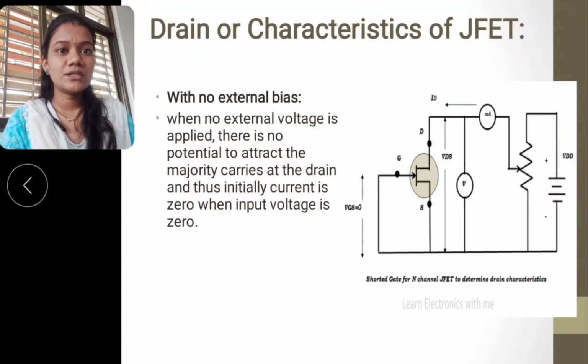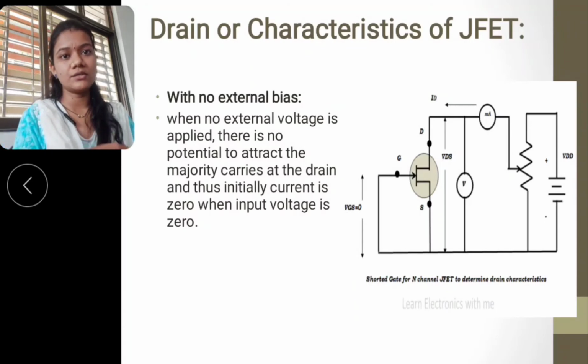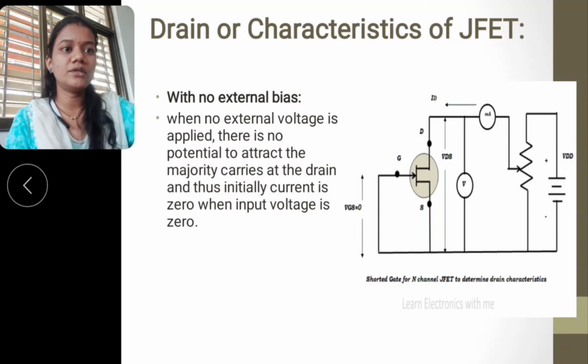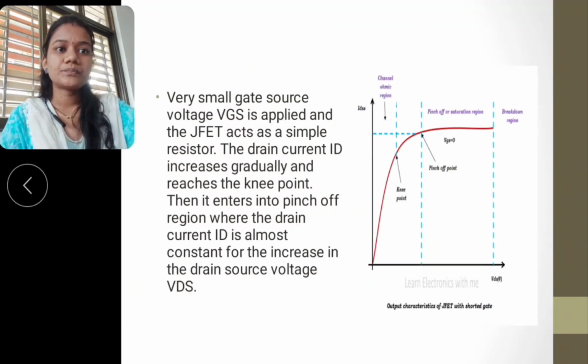So first is the condition with no external bias. So for the drain characteristics of JFET, with no external bias, what does it mean? When no external voltage is applied, there is no potential to attract majority carriers at the drain, and thus initially the current is 0. So when there is initially no external bias, that time your current will be 0.